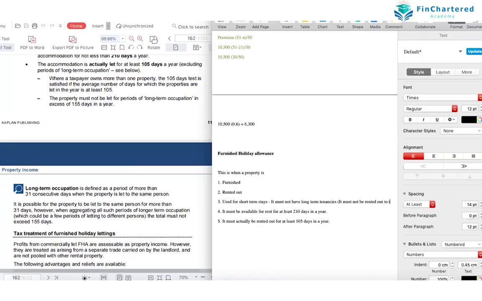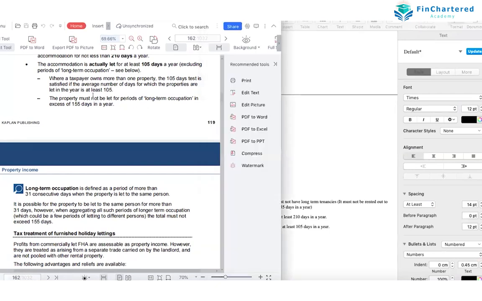It must not be rented out to the same person for more than 155 days in a year, because in that case it will become a long term residency in that property. Right? The property must not be let for periods of long term occupation in excess of 155 days.